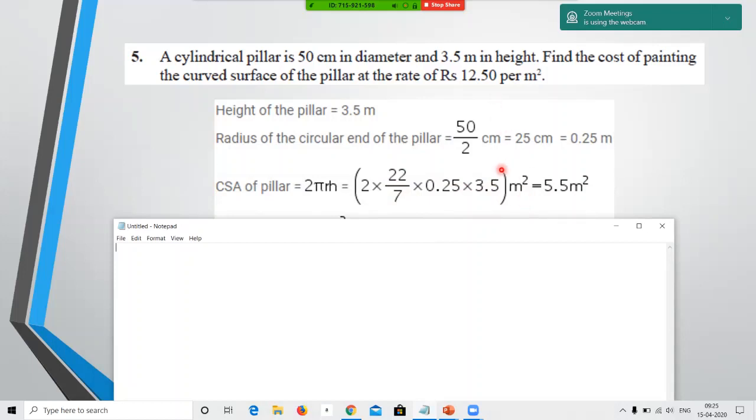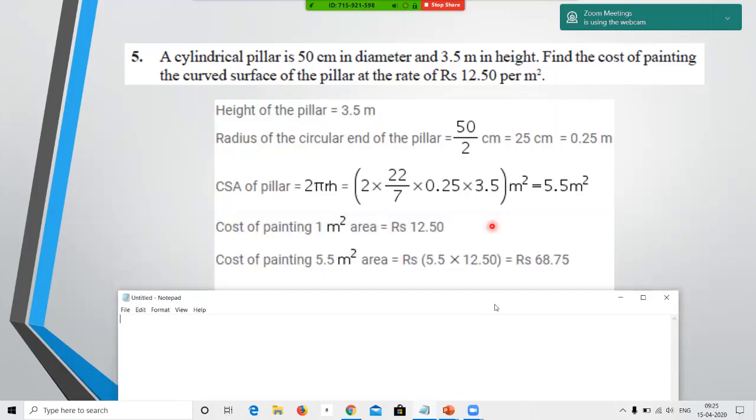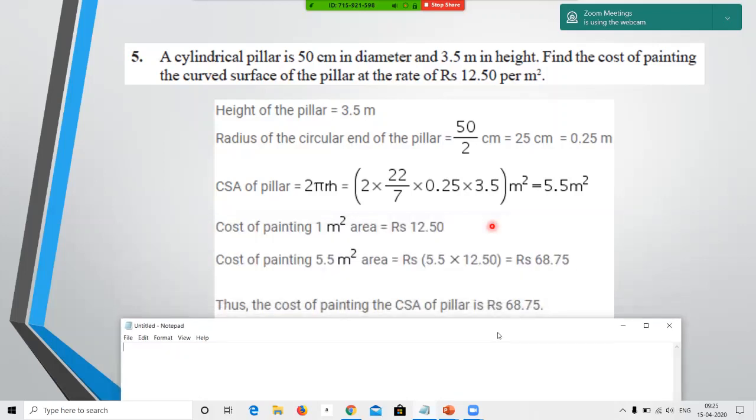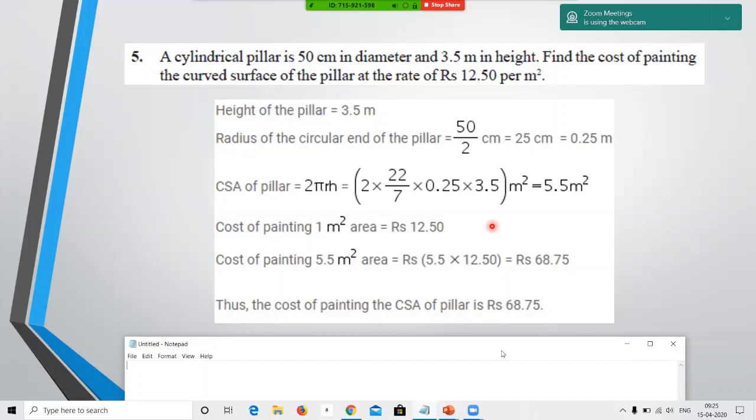Now simply multiply with 12.50 to get the cost. Cost is 68.75 rupees. Perfect. So thus, are you all writing steps? Steps are very essential. So finally, the cost of painting is 68.75. Finish it off, all those who have not done it.